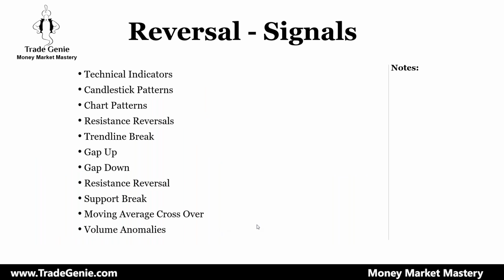So gap down, support break, moving average crossover. So it could be the 20-day crossing below 50, 50 crossing below 200, or 50 crossing above 200. So various kinds of moving average crossover. Another one is the volume anomaly. So I teach classes on volume. Volume creates validation, and volume creates anomalies. So keep an eye on the volume and see if the price action is validated by the volume. If not, maybe there is something going on.